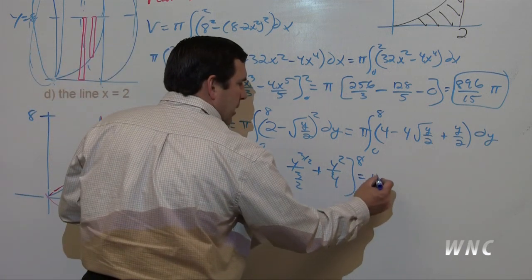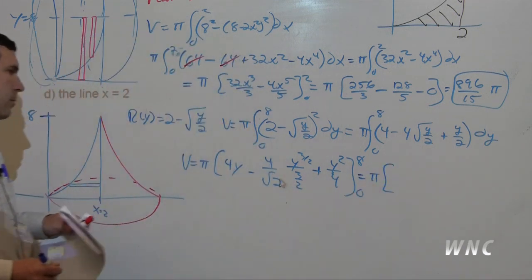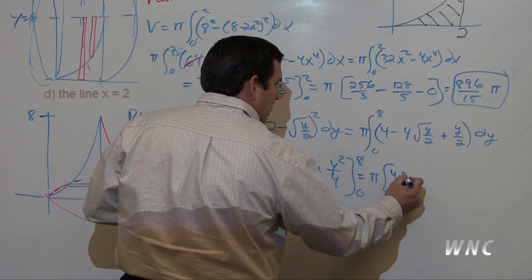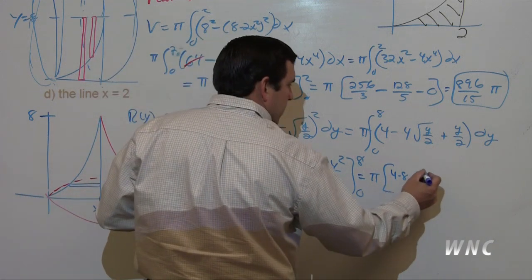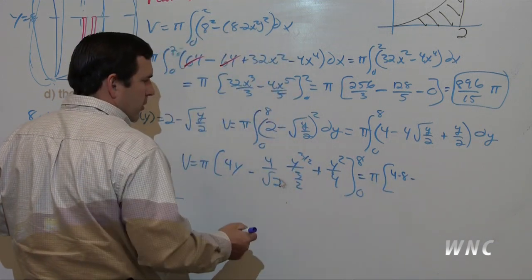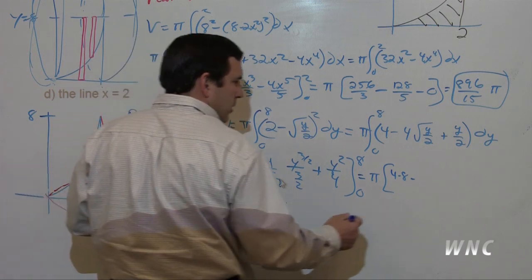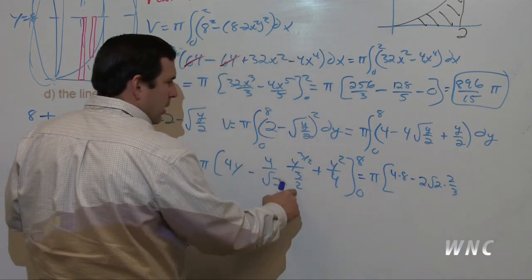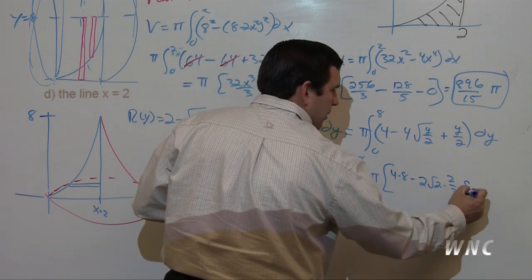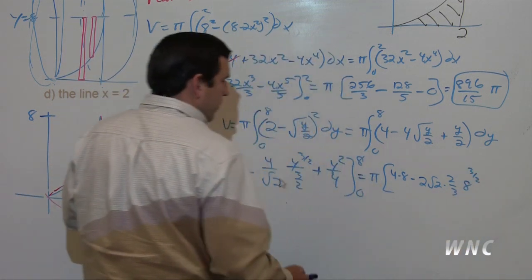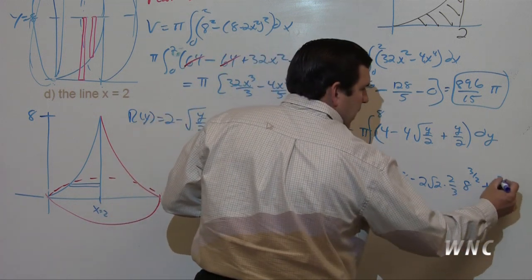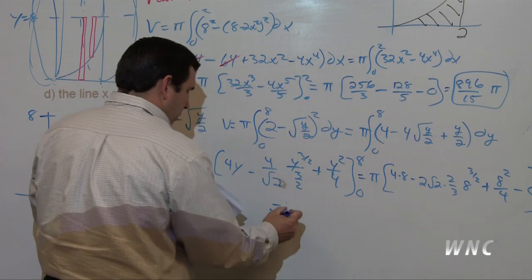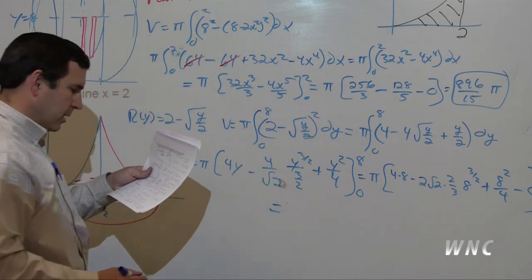That's going to be pi times, put all 8s in there for y's, 4 times 8 minus 4 divided by the square root of 2, that's just 2 root 2, isn't it? Times 2/3 from here. That's going to be 8 to the 3 halves, plus 8 squared over 4 minus 0. And we get from that 16 pi over 3.